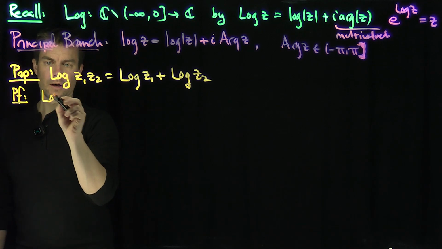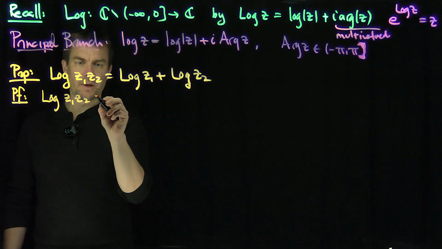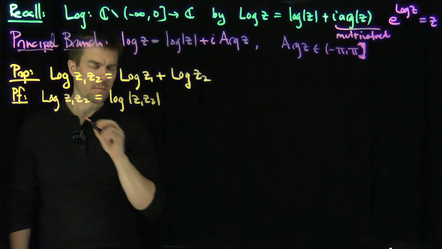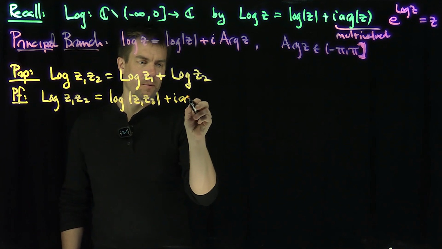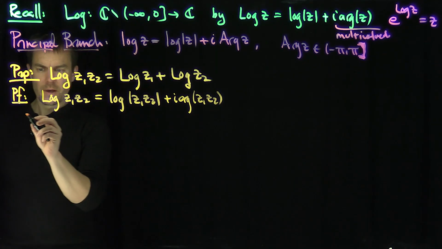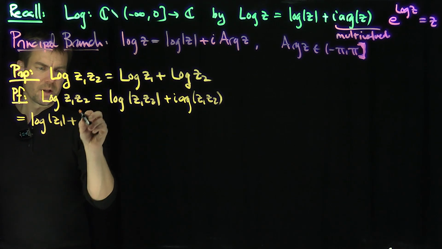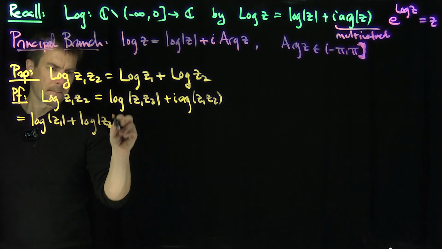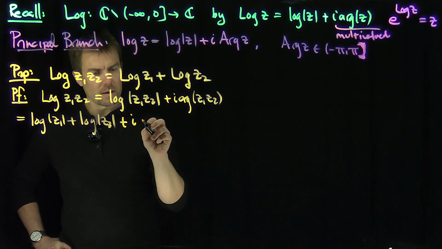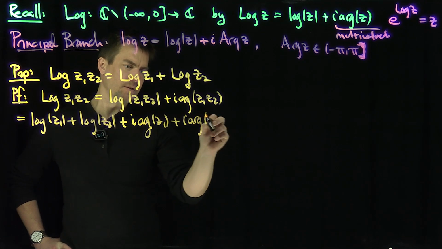The log of z1 z2 is going to be the ordinary log of the modulus of z1 z2, plus i times the multivalued argument of z1 z2. What is this equal to? This is the regular logarithm of the modulus of z1 plus the log of the modulus of z2. And then arg is additive, so i arg z1 plus i arg z2.